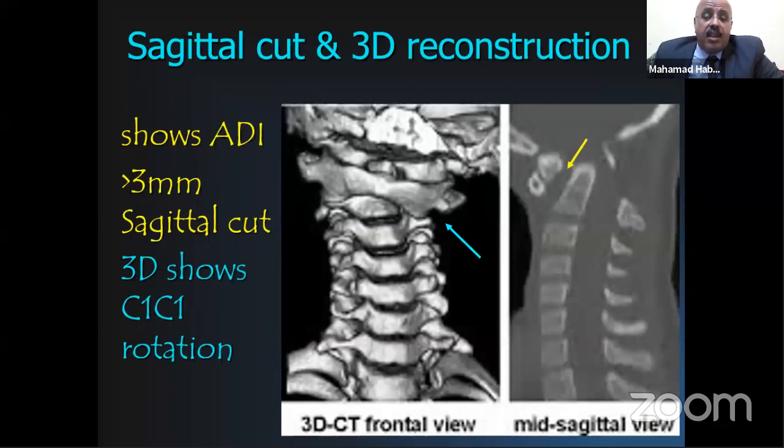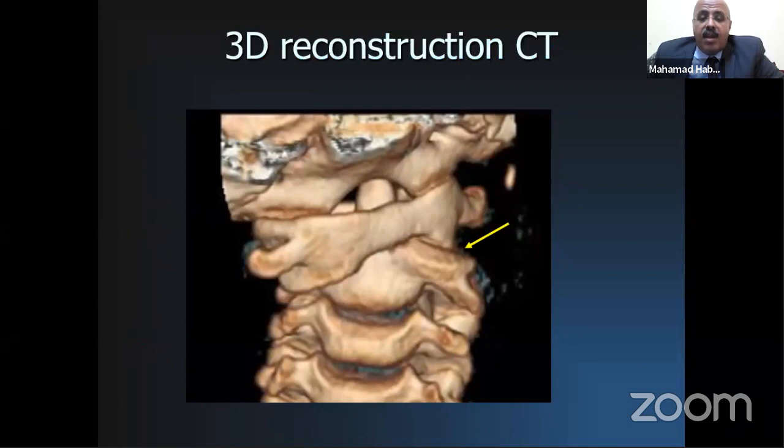Sagittal cut and 3D reconstruction. It shows atlantodental interval more than 3 mm in sagittal cuts, the yellow arrow. The blue arrow shows the 3D C1, C2 rotation and angulation. This is another 3D reconstruction CT. The yellow arrow is pointing to the facet subluxation.